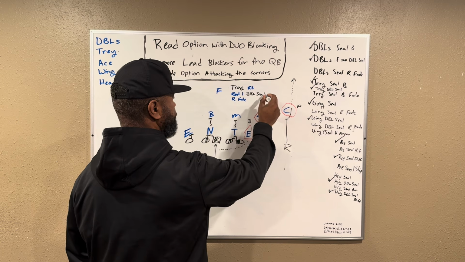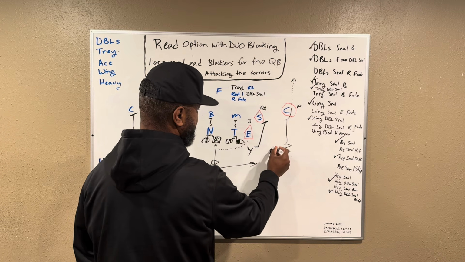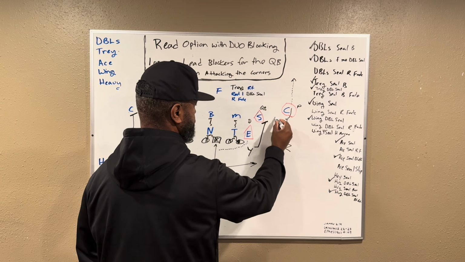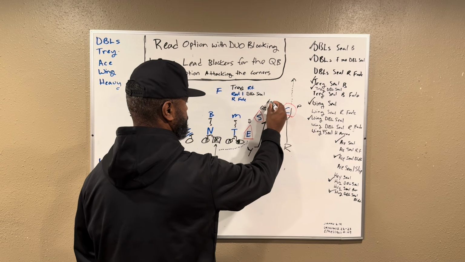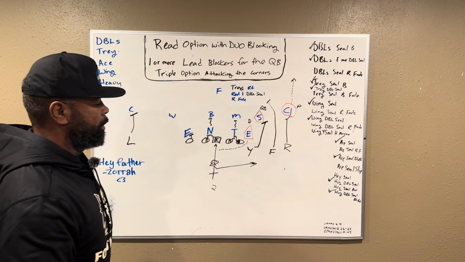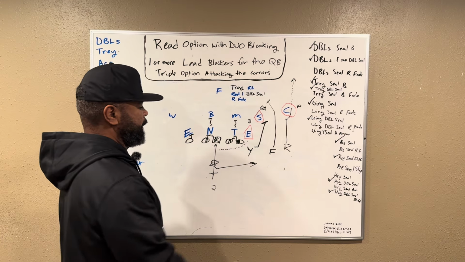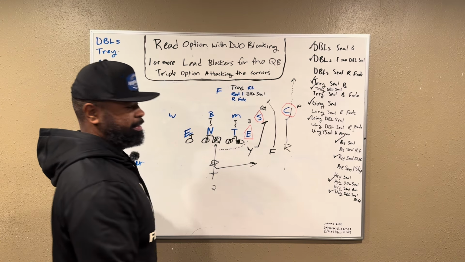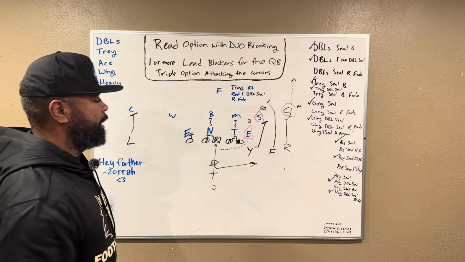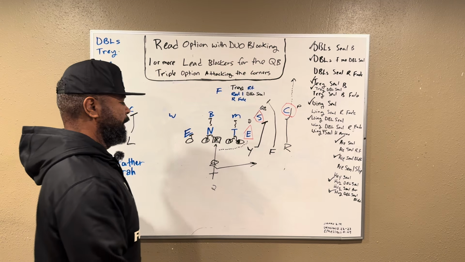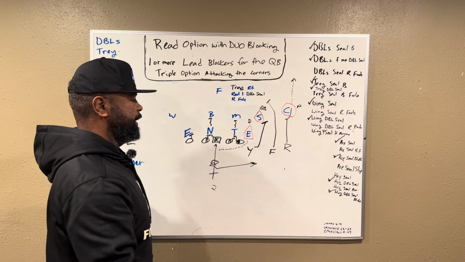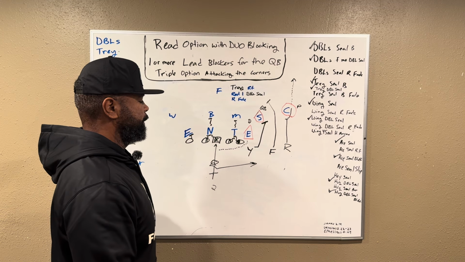So now what's happening here? Now we have 2 lead blockers for the quarterback. So we're going to arc release the tight end. That's a seal block. That's in our terminology, that's a seal. Okay, same side, release up to second level defender.